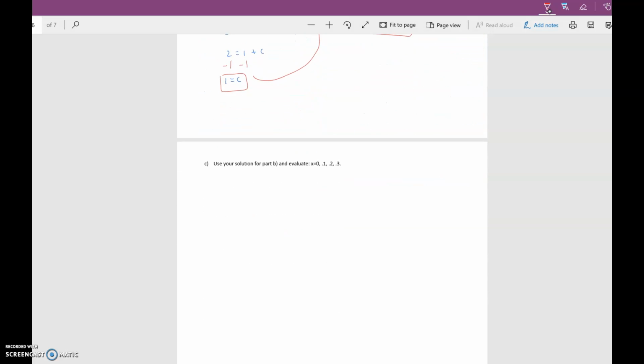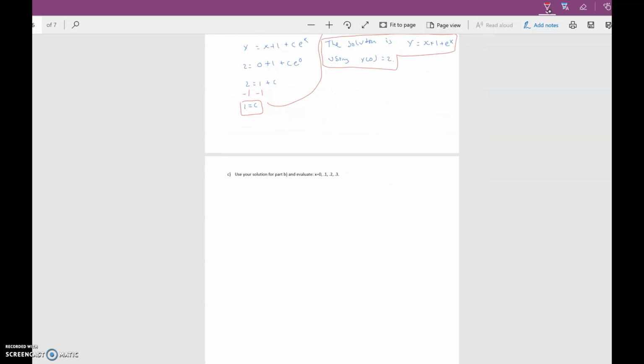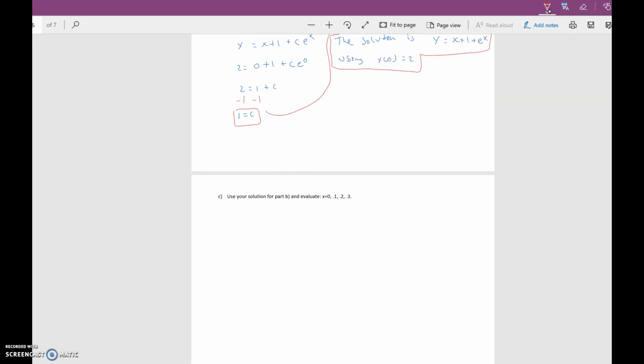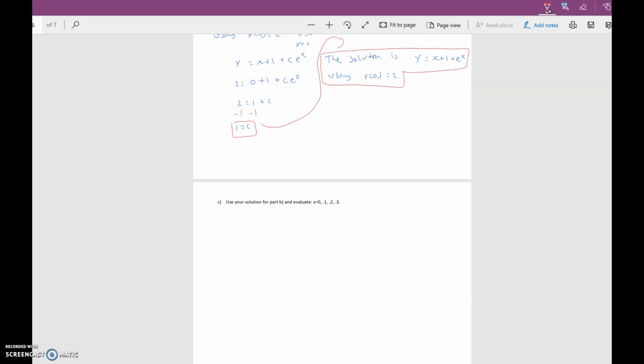I want to use part C so we can compare the exact values of the solution to Euler's method. So this is what it's asking. Let me plug it into the calculator.